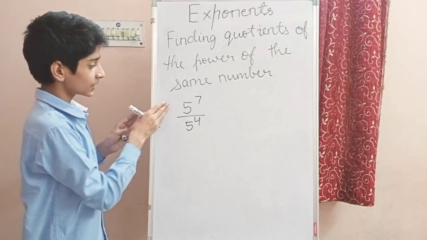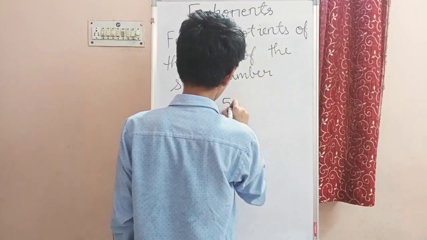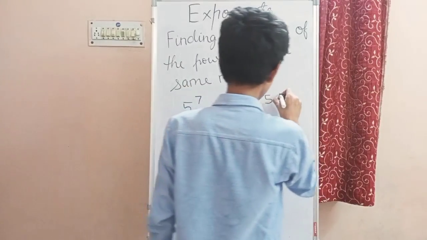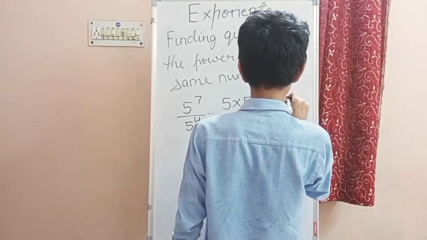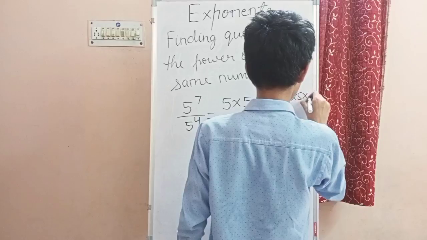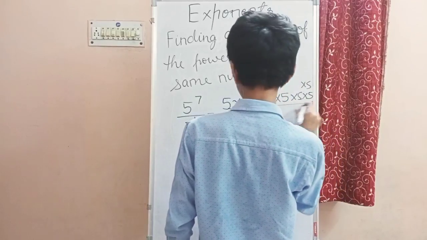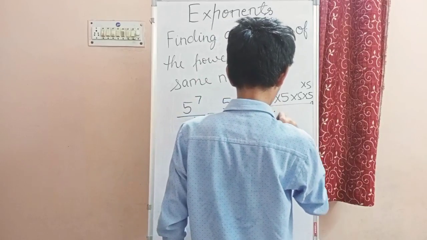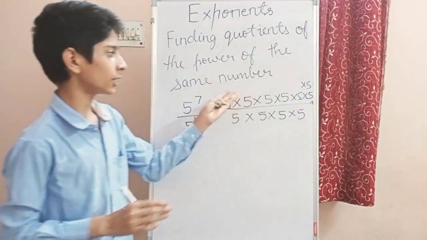It means this, the numerator is greater. How do we know? 5 into 5 into 5 into 5 will be multiplied 7 times. So in the numerator 5 is multiplied 7 times, and upon it will be 5 into 5 into 5 into 5. Okay, so now here it is.